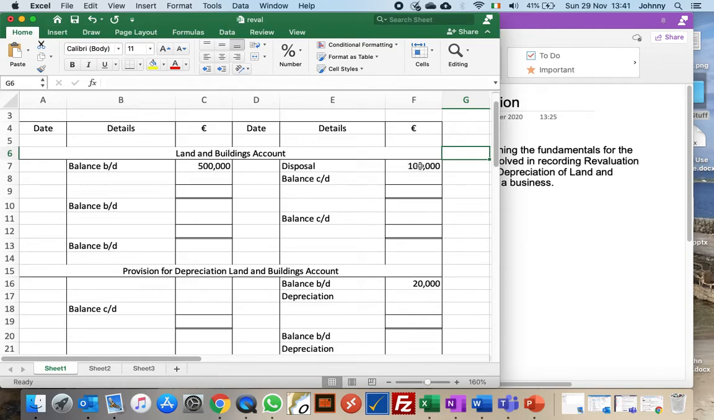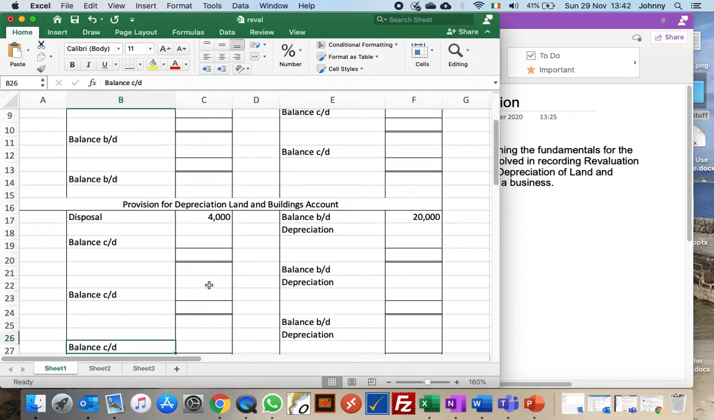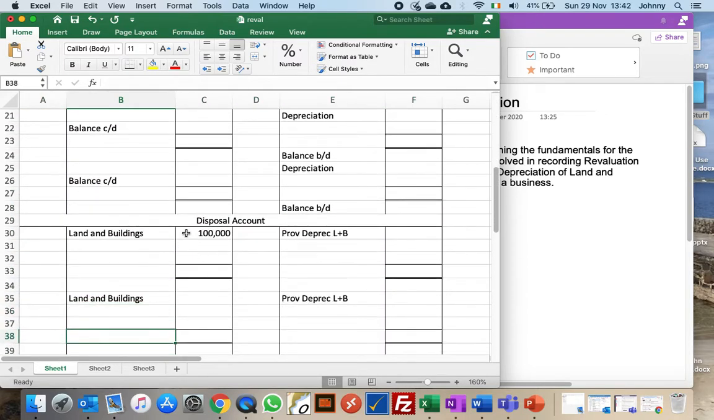So when we dispose of our land and buildings, we need to take out all of the depreciation on those particular buildings. Let's just say 4,000 depreciation has been written off on that building over all the years we owned it. We're going to take that out of our provision for depreciation because we don't have this building anymore. We also want to work out, did we over- or under-depreciate? Did we sell it at a profit or loss?